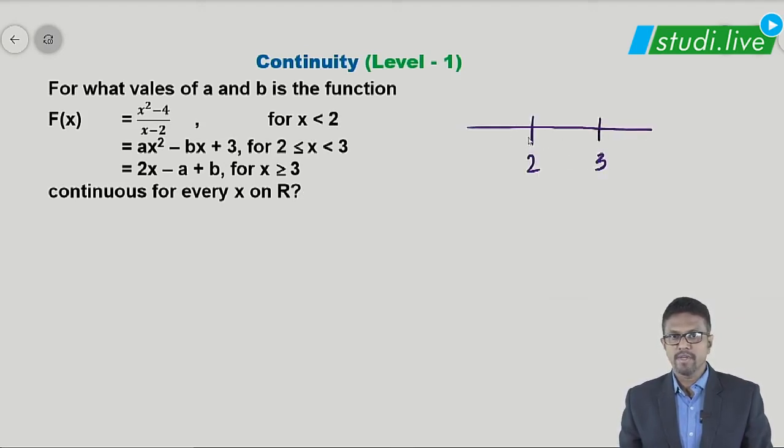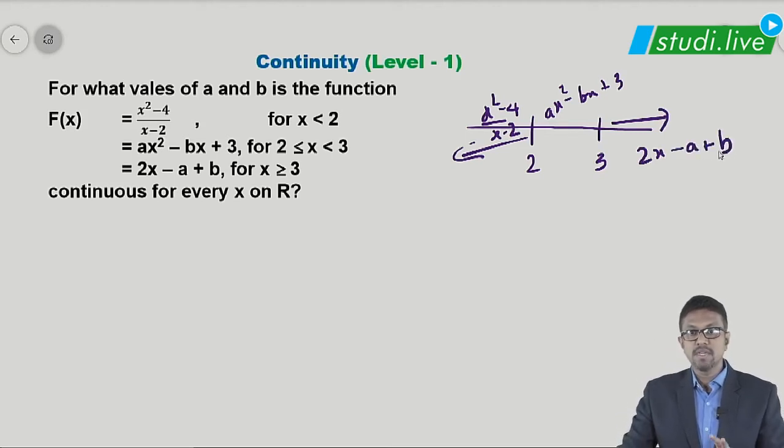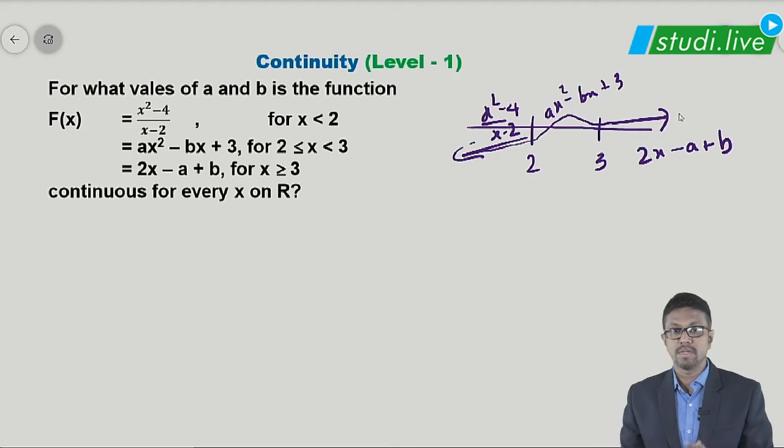So for the value of x less than 2, the function has this definition. It is x square minus 4 upon x minus 2. Between 2 and 3, it has the definition ax square minus bx plus 3. And beyond 3, it has the definition 2x minus a plus b. But the function is given to be continuous, so that there should be continuity in this. There is no break over here. The function is throughout continuous. That is the given information.